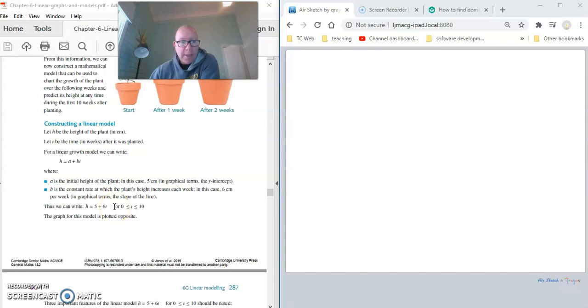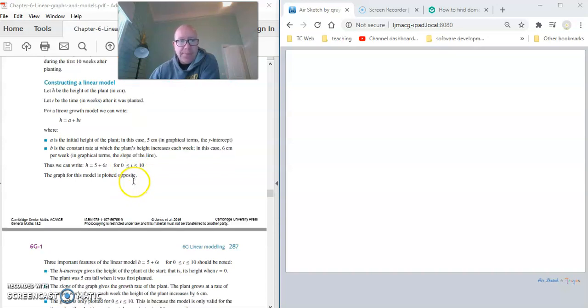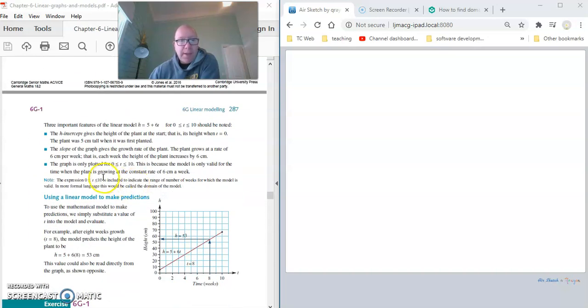Okay, so in this case 0 to t, it is saying that the plant is only growing at a constant rate for 10 weeks, then it stops doing something constant. Okay. And now we have to look at how to use that stuff. So let's have a read here.